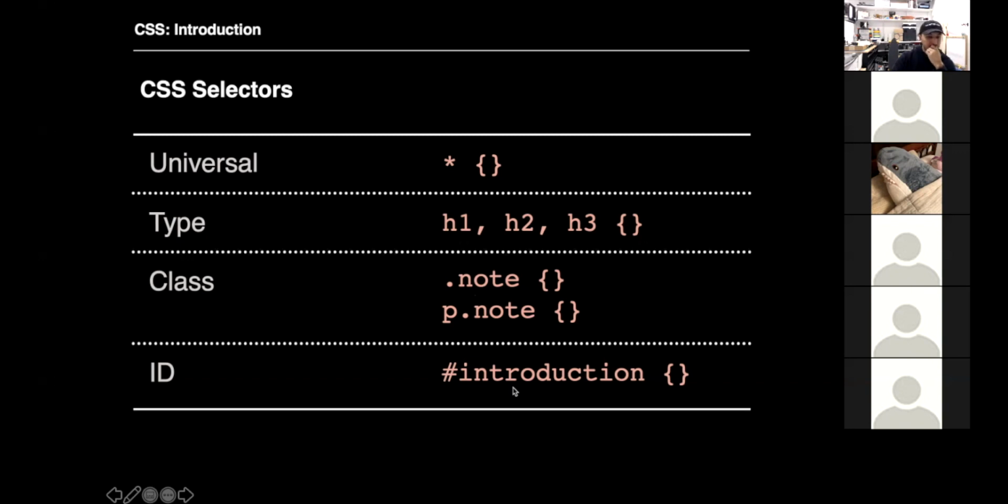The other thing is you can also do IDs. So in HTML, we usually use IDs for navigation, to link to one part of our website to another. But we could apply styles to those specific IDs too. And in CSS, an ID is represented by a number sign, a hashtag, and then the name of the ID. So a class is represented by a dot and then the name of the class. An ID is represented by a hashtag and then the name of the ID.